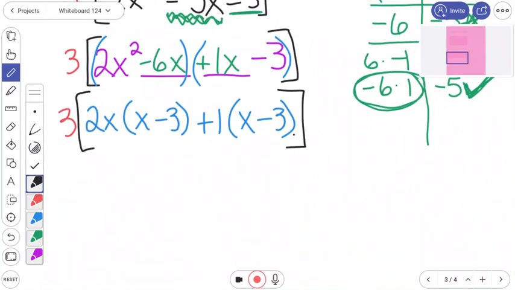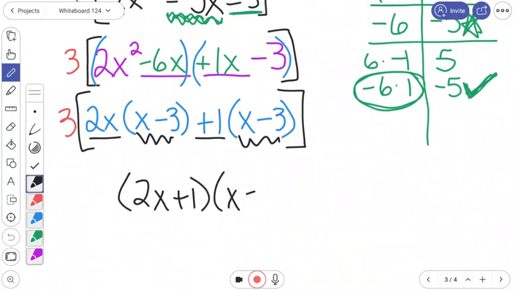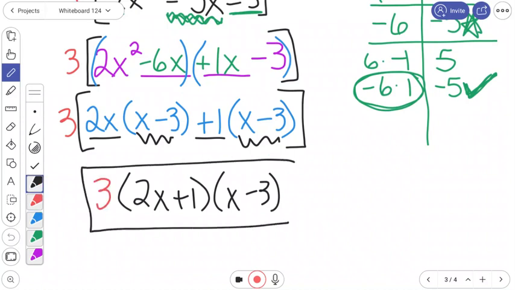So now I can regroup these. X minus 3 is the same as x minus 3. So 2x and our plus 1 are both being multiplied by that. So we have 2x plus 1 times x minus 3. And of course, bring down your 3. And that is completely factored.